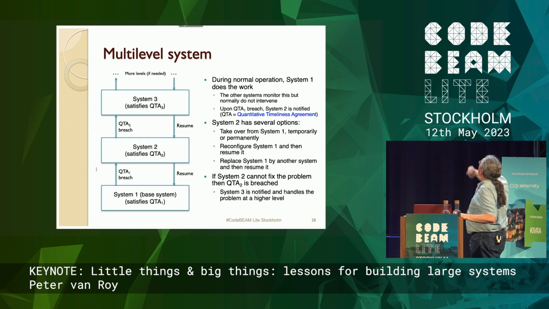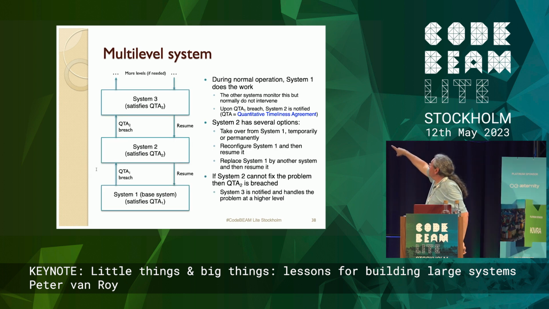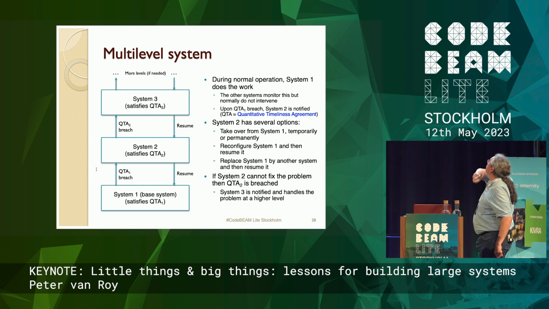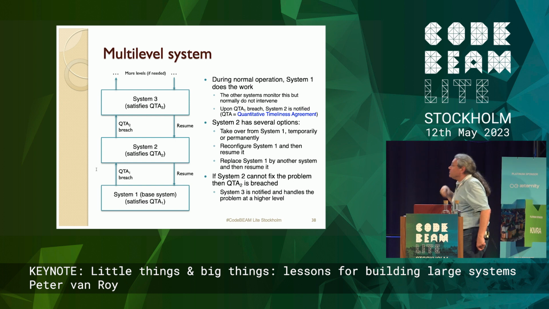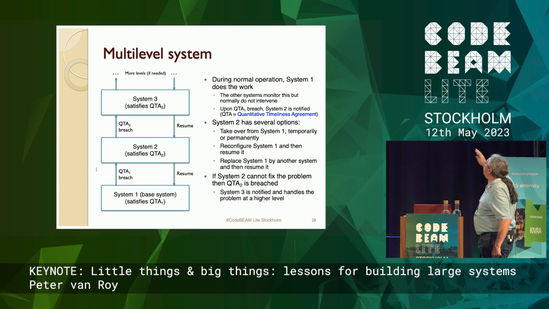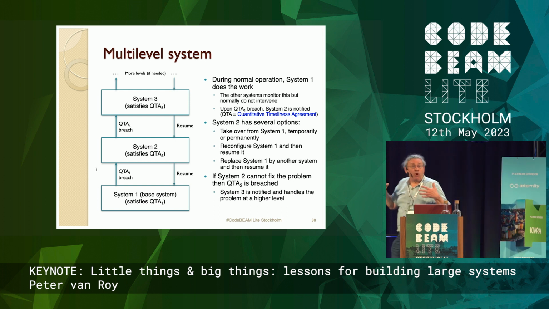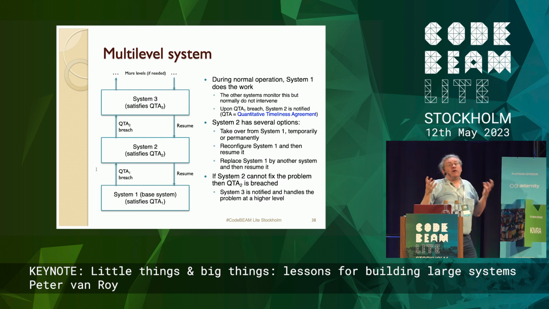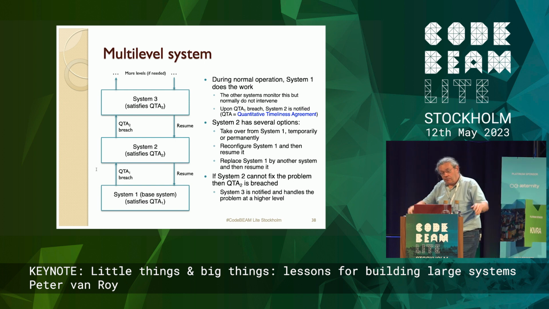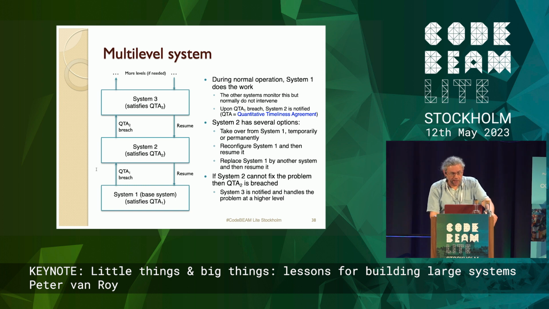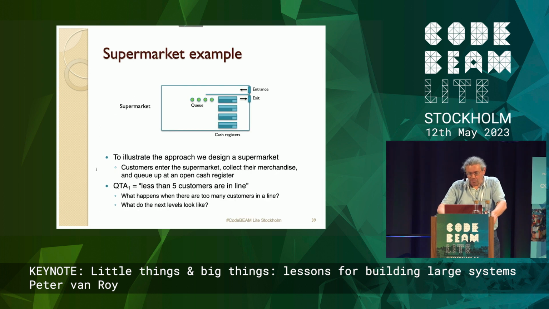So the whole system kind of looks like this. You have a base system satisfying a QTA specification, quantitative timeliness agreement. System 2 will detect when there's a QTA1 breach, and it has another QTA2. And when there's a QTA2 breach, then system 3 takes over. And 2 and 3 are working at different time scales. That means they're in a different world, actually. They're like in a different universe from the base system, okay? So here's a nice little example that worked out.